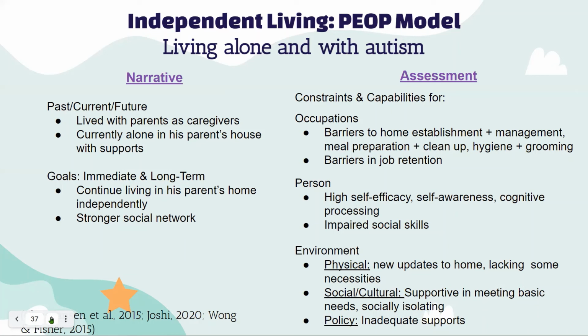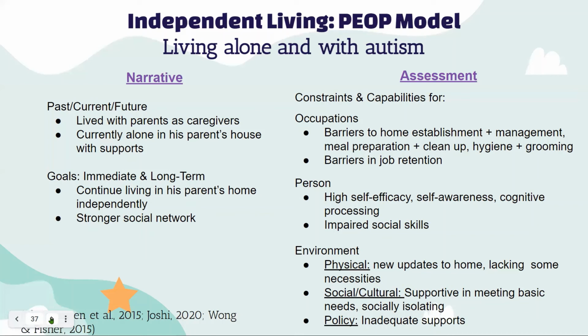For the participant's goals, the participant had identified a desire to continue living in his parents' home independently, which could be interpreted as a long-term goal. It was also expressed that he was lonely because he was usually alone. The social support of his extended family had improved his mood, volition, and self-efficacy, so building a stronger social network could also be a possible goal.